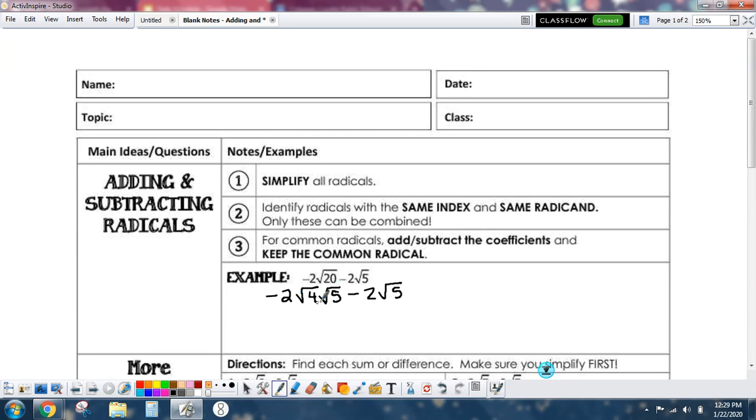Okay, so now I can go ahead and simplify this. I know the square root of 4 is equal to 2. And we can rewrite everything again. Okay, and then I do negative 2 times 2, which I know is negative 4 square roots of 5 minus 2 square roots of 5. So here's the part where it's the like terms. We have both the square root of 5 here, so that is a like term. So all I'm going to do is do negative 4 minus 2, and I know that negative 4 minus 2 is negative 6. And then you just bring over the square root of 5.